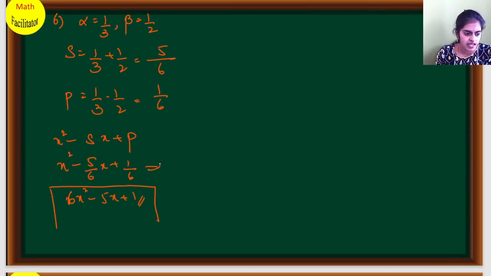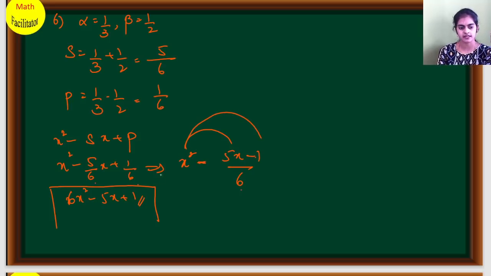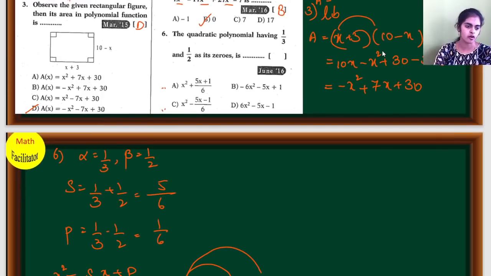So from this, if I take LCM for only these two, it will be minus 5x minus 1 by 6. If you expand this again, x square minus 5x by 6, minus into minus will be plus, so plus 1 by 6. Did you understand? So you can check it by expansion. So the correct option will be C.